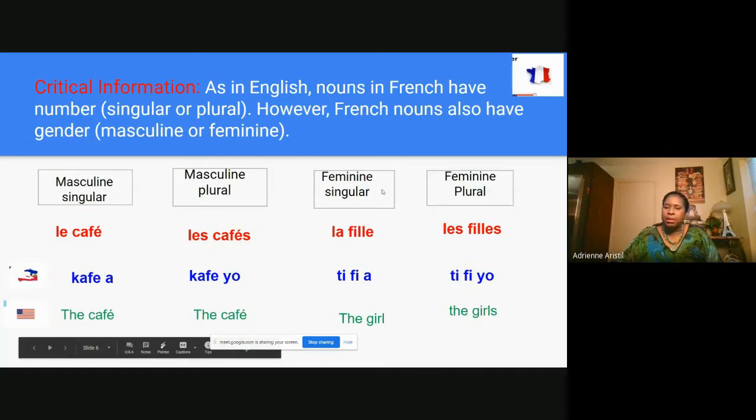For feminine singular, you will say, for example, la fille. In Creole, ti filla. La fille and ti filla mean the girl. And for les filles, you will say ti fillo, the girls.